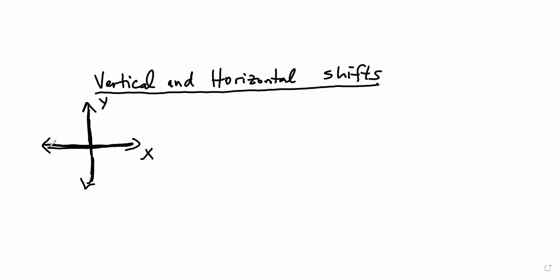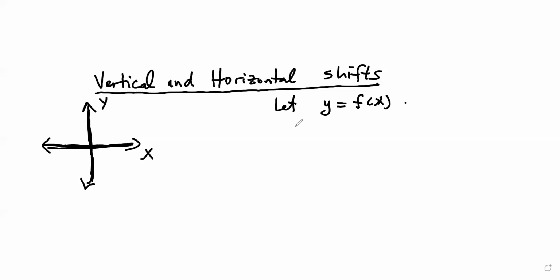Okay, let's start with the vertical one. Let's say we have a function y equals f of x. These are simply the y values. f of x means a y value. This could be any type of graph, so we're just going to call this a parent function. So y equals f of x is a parent function.